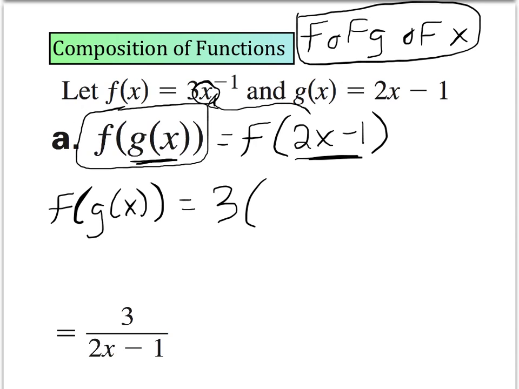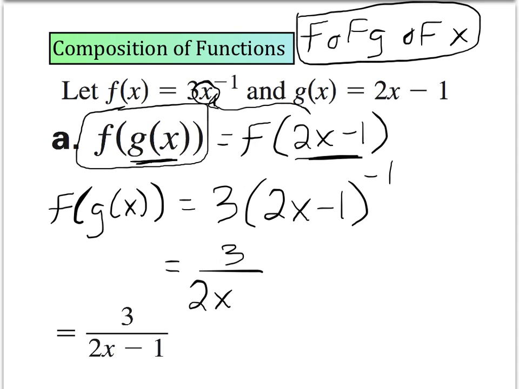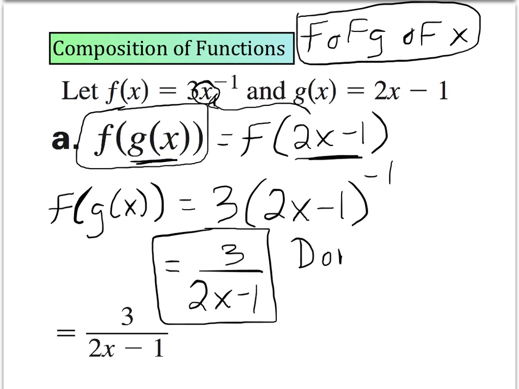So it's 3 times 2x minus 1 raised to the negative 1. Then I need to incorporate the negative exponent. So what I do is it's 3 over 2x minus 1. Okay, so that's how we figure out what the composition of function would be. One thing we're going to have to start doing is finding the domains.